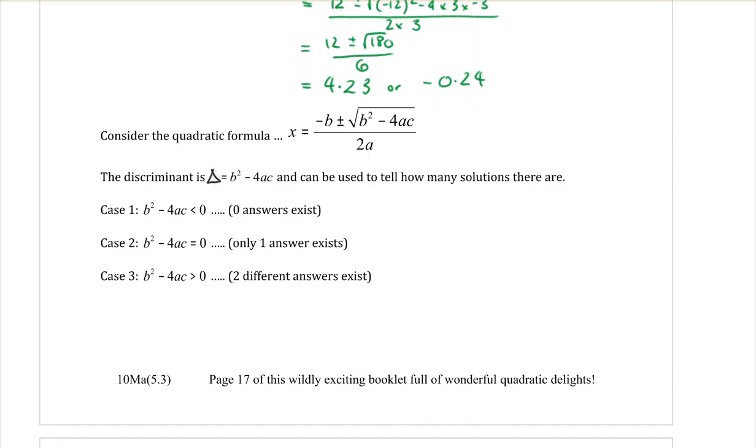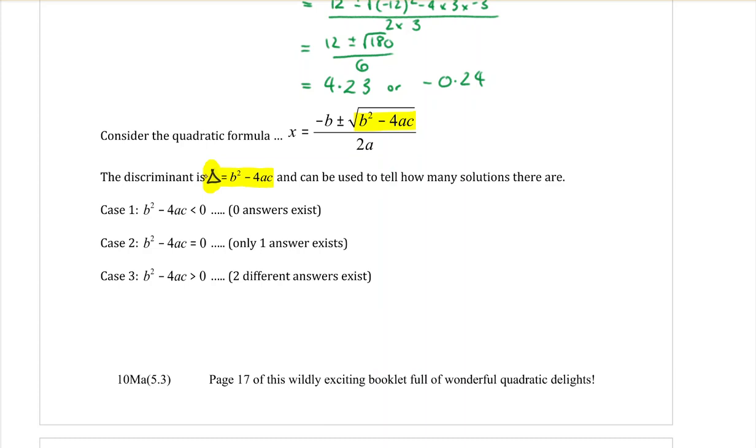So we give that a very special name. This b squared minus 4ac, we call that the discriminant. Don't know why they called it that, but anyway, it's called the discriminant. The symbol for discriminant is the triangle. It's a Greek letter, it's not actually a triangle, but it is equal to b squared minus 4ac.